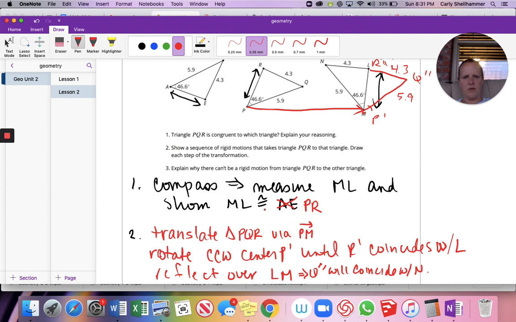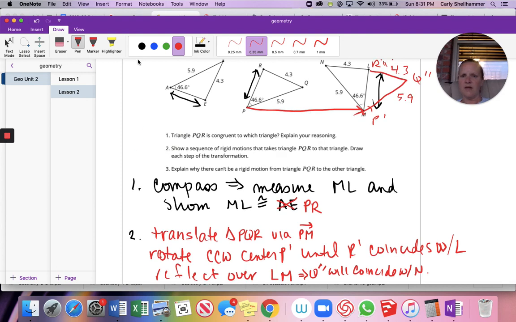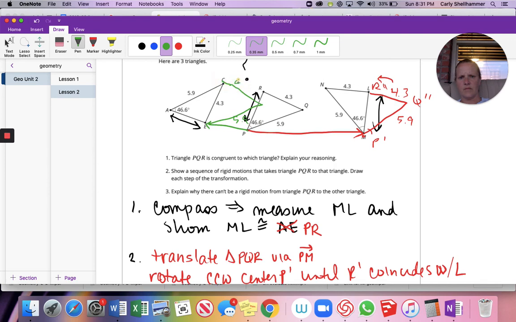Explain why there can't be a rigid motion from PQR to the other triangle. Well, if I transform this way, that would be 5.9, that would be 4.3, and this is my angle. So that wouldn't work. Let's see if I can try again. If I took P all the way to A, it still wouldn't be in the right orientation. There's no way I could get it into the right orientation. Very messy.